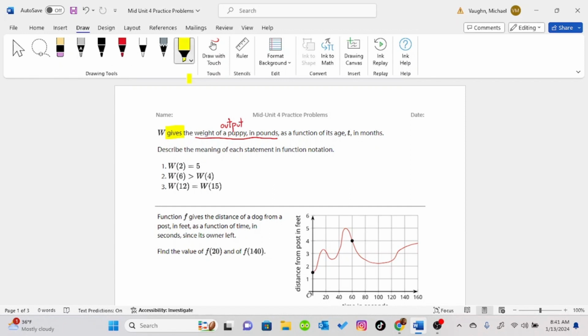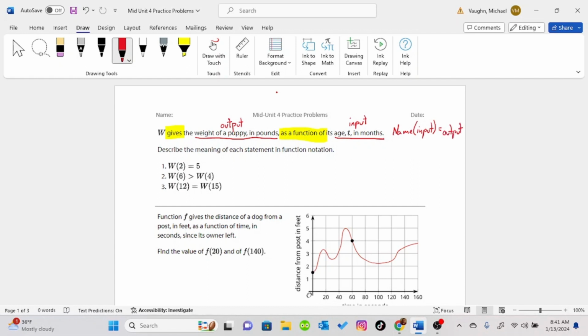Then we have the words as a function of. Anytime you see these words, the very next thing it talks about is your input. So age T in months. This is your input. If you remember, in function notation, we always have name, input equals output.